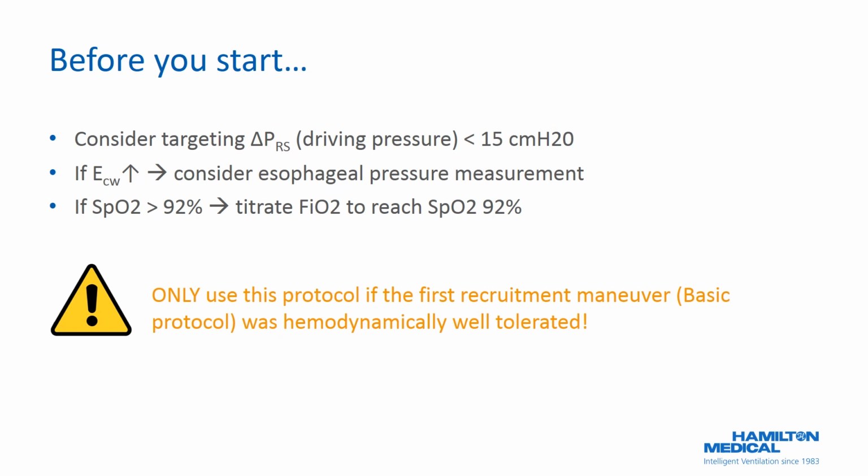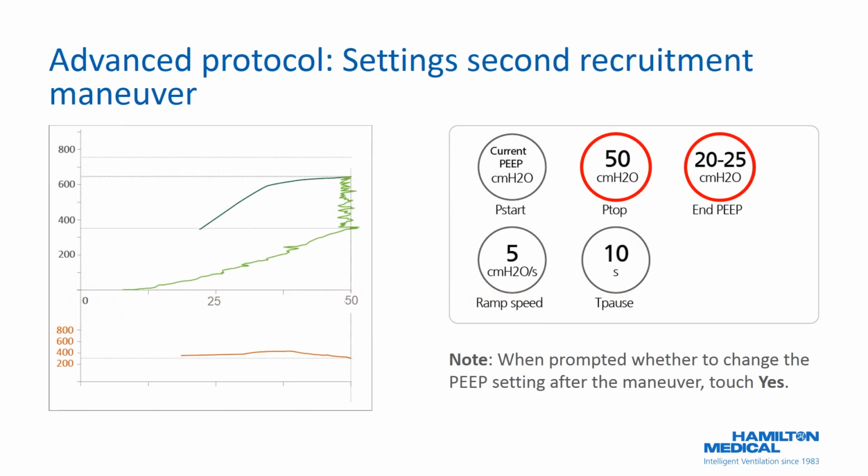If the patient's SpO2 is above 92%, it can be difficult to evaluate the improvement in oxygenation after the recruitment maneuver. Consider decreasing FiO2 before the recruitment maneuver to reach an SpO2 value of 92%. Here we are using a higher P-top because more than 30% of ARDS patients need a higher recruitment pressure. We are choosing a high-end PEEP because the target is to perform a decremental PEEP titration after the recruitment maneuver to detect the optimal PEEP.